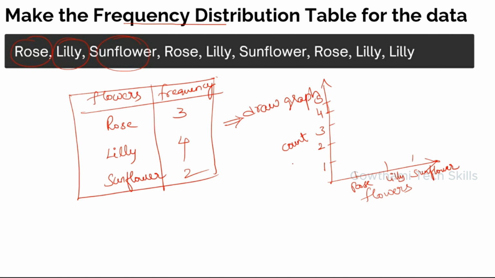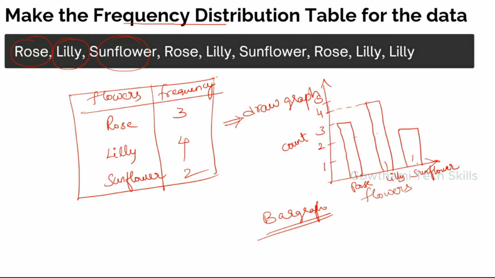So I'm drawing here a bar graph. How many roses are there? 3. So it is going to draw a bar like this. How many lilies are there? 4. The lilies are 4, so you are going to get 4 lilies. How many sunflowers are there? You will be having sunflowers as 2. So by seeing this, you are able to draw the bar graph.